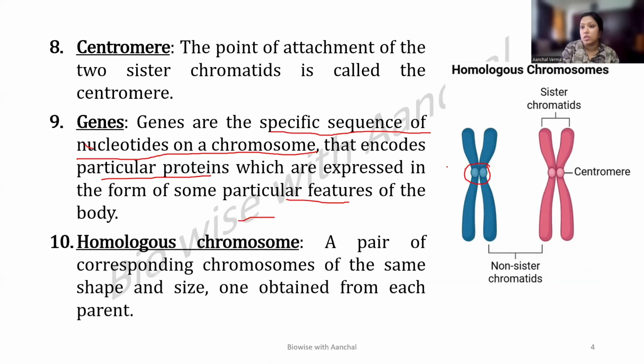Next one is homologous chromosomes. The homologous chromosomes are the chromosomes which we inherit from each of our parents. So a pair of corresponding chromosomes of same shape, right? Very important. Same shape, size, one obtained from each parent is the homologous chromosome. They are just having the same genes we inherit from each parent, and depending upon which gene is dominant, we talk about the dominant and the recessive gene.